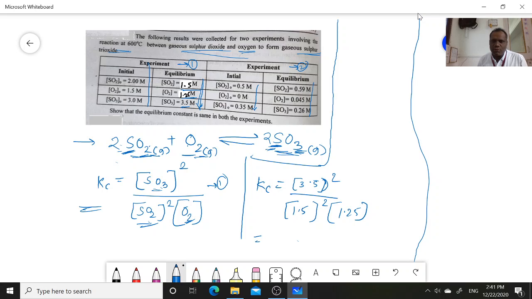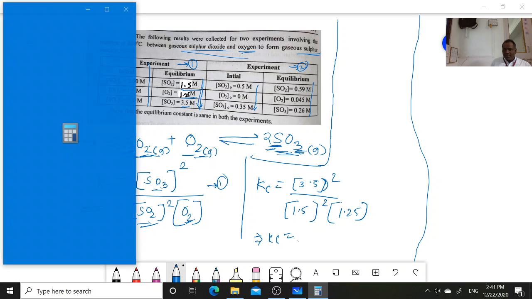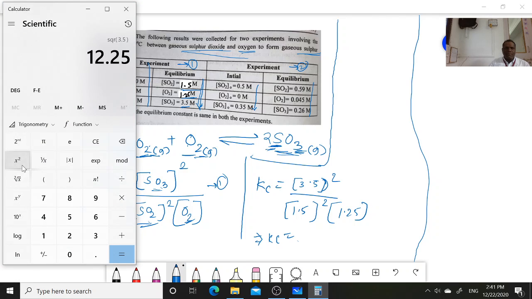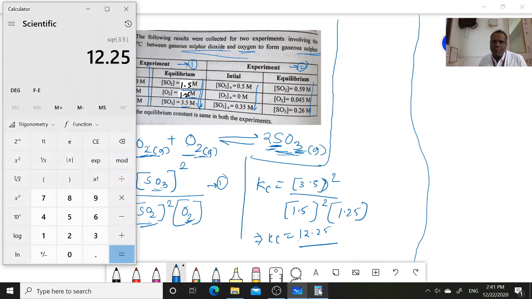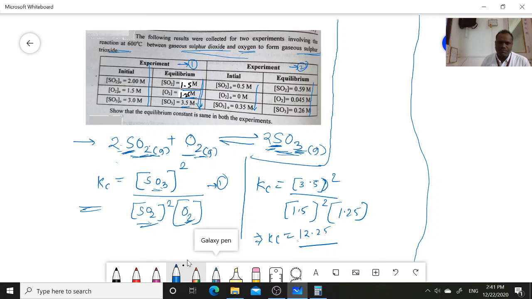So let's calculate Kc, which is equal to 3.5 squared. 3.5 squared is equal to 12.25, divided by 1.5 squared multiplied by 1.25. 1.5 squared is equal to 2.25, multiplied by 1.25, that is equal to 2.81. So Kc is equal to 12.25 divided by 2.81.